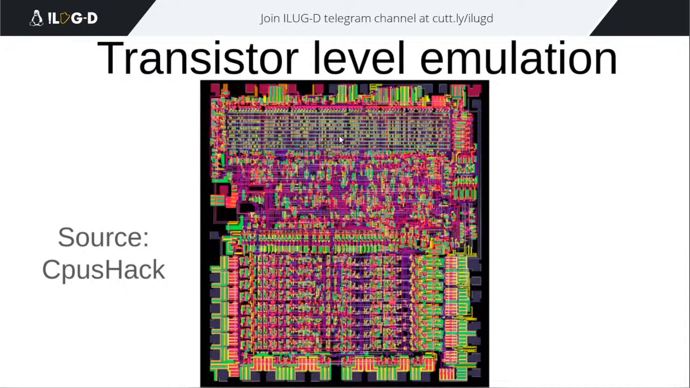And the same software written in C is thousands of times slower. And you can understand that, right? Because for each CPU clock cycle, you have tens or 15s of high-level instructions on your system that is running, in addition to the obvious overhead of the operating system and all that. So that's why transistor-level emulation is much slower, right?